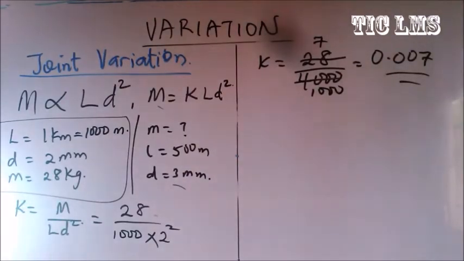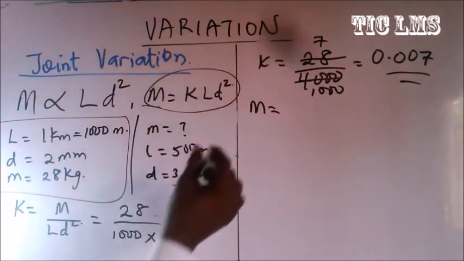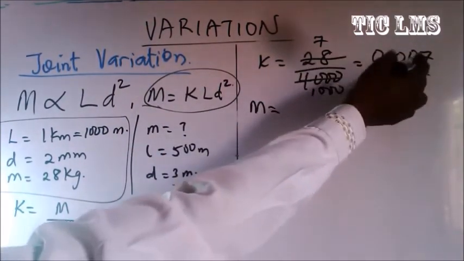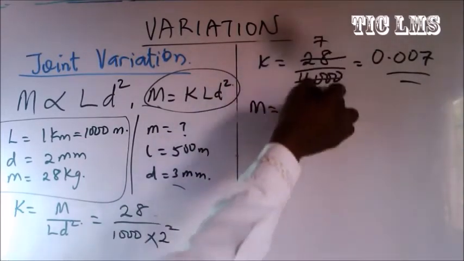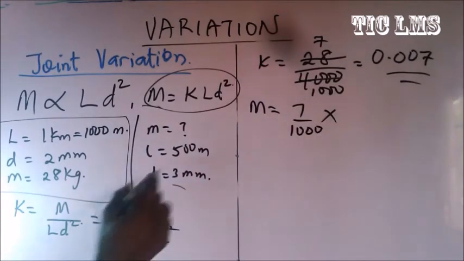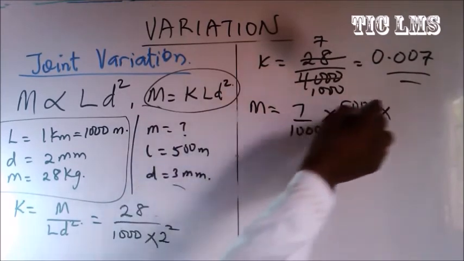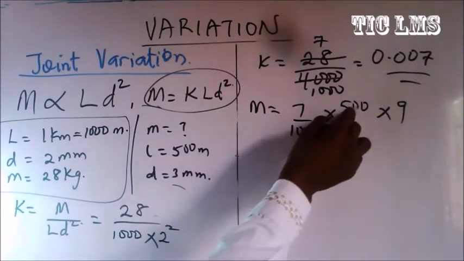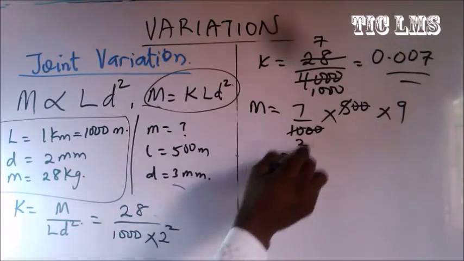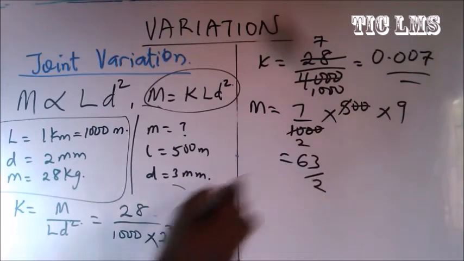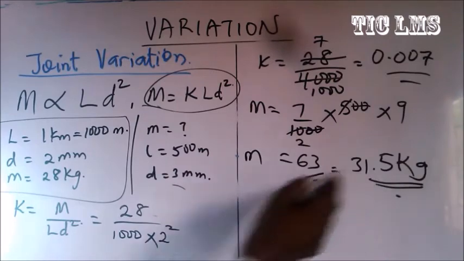Now we have to find m using this same equation. We have m equal to k, which is 0.007, or we can make it 7 over 1000, multiplied by L, that's 500, multiplied by d squared, which is 3 squared, which is 9. So all this cancels this. 5 here, 1, then we have 2 here. So 7 times 9 is 63 over 2. 31.5 kilogram. That is the mass.